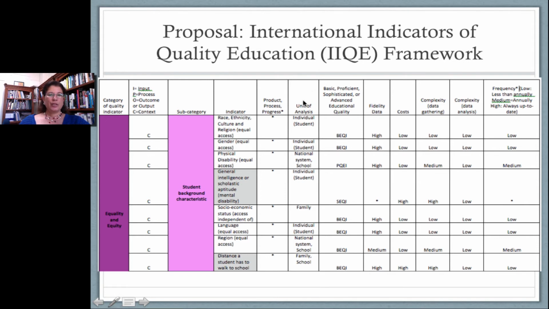Then we ask them to reflect on the unit of analysis, whether it's a basic indicator, a sophisticated indicator, or more advanced, whether it's high fidelity data, the costs involved, whether it's complex in data gathering or complex in data analysis, and the frequency. So basically we've plotted, and this is what is on the Excel, all of the 11 categories of indicators, all of the 217 indicators that exist, and then a suggested ranking or suggested labeling of those different indicators based on these concepts. All of this is totally open for debate.